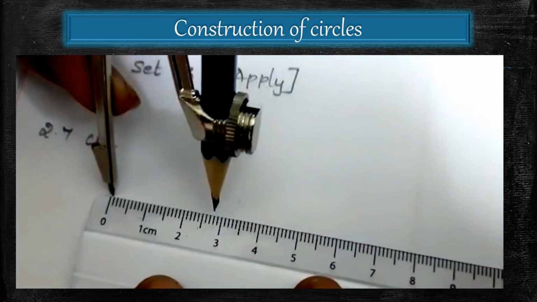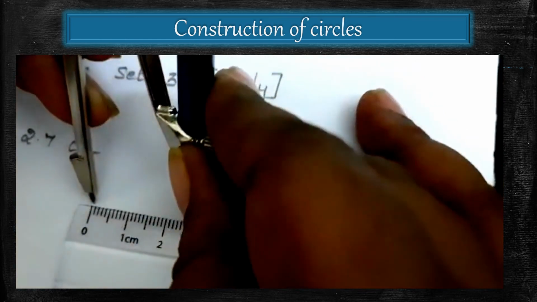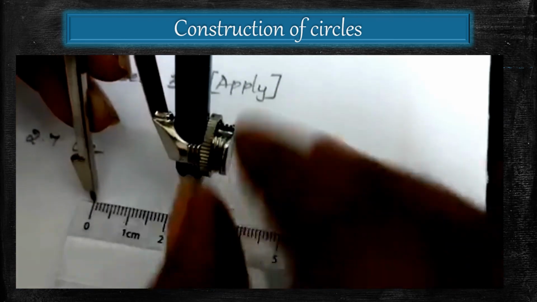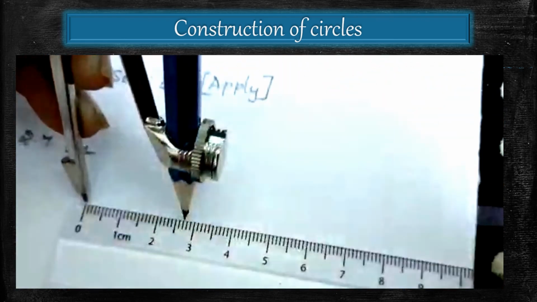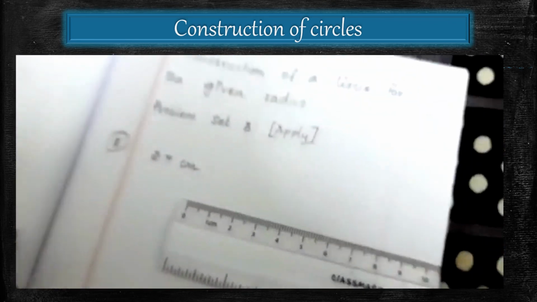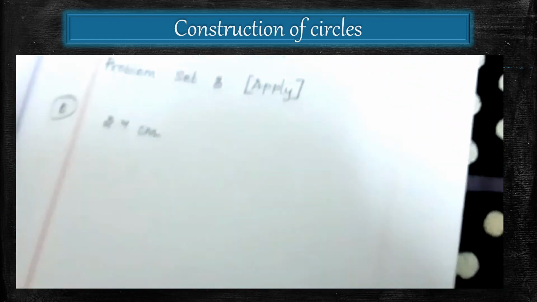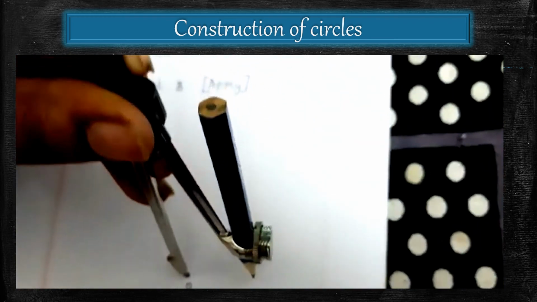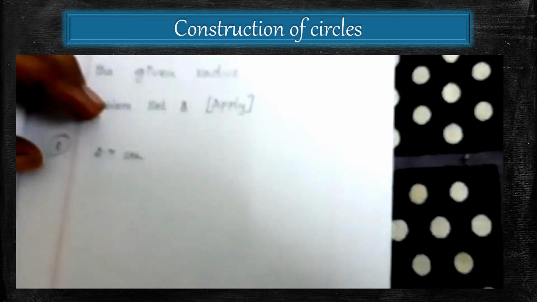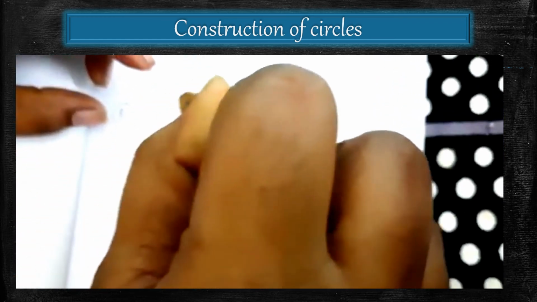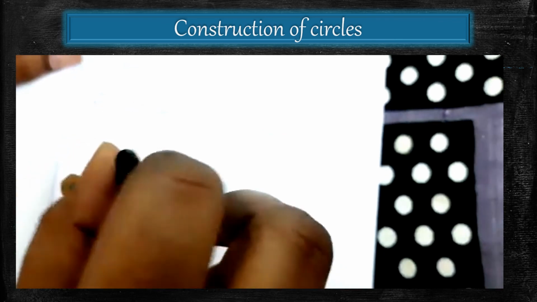Can you see now? Yes, now it is 2.7 centimeters in the compass. So from the center, this is the point we marked as the center of the circle. Mark it as O. Keep the needle point exactly on the center of the circle. Just rotate it. Simply rotate it. Don't put pressure on the compass.